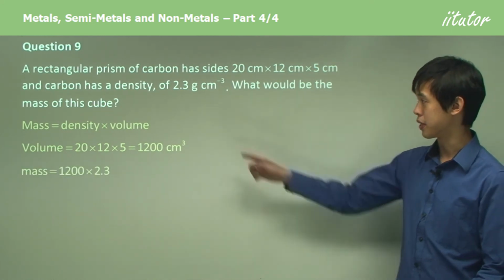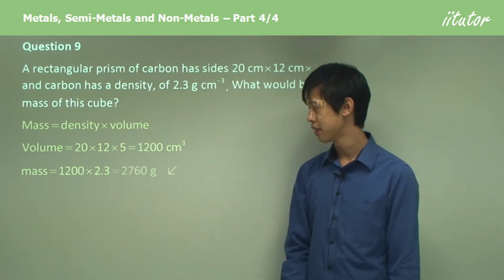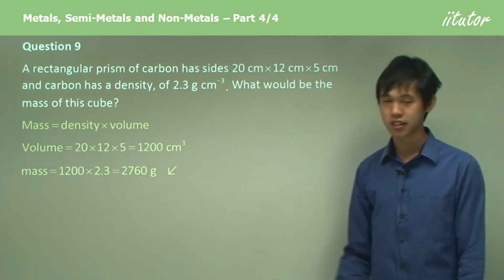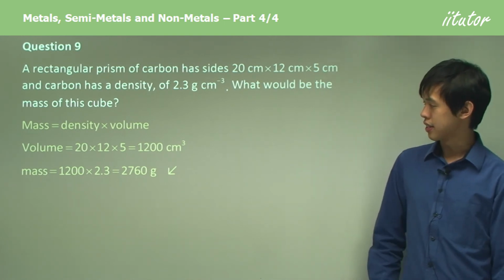So the mass would simply just be this times this, which is what we've got here, just the other way around, giving us 2,760 grams. So what does that tell us?